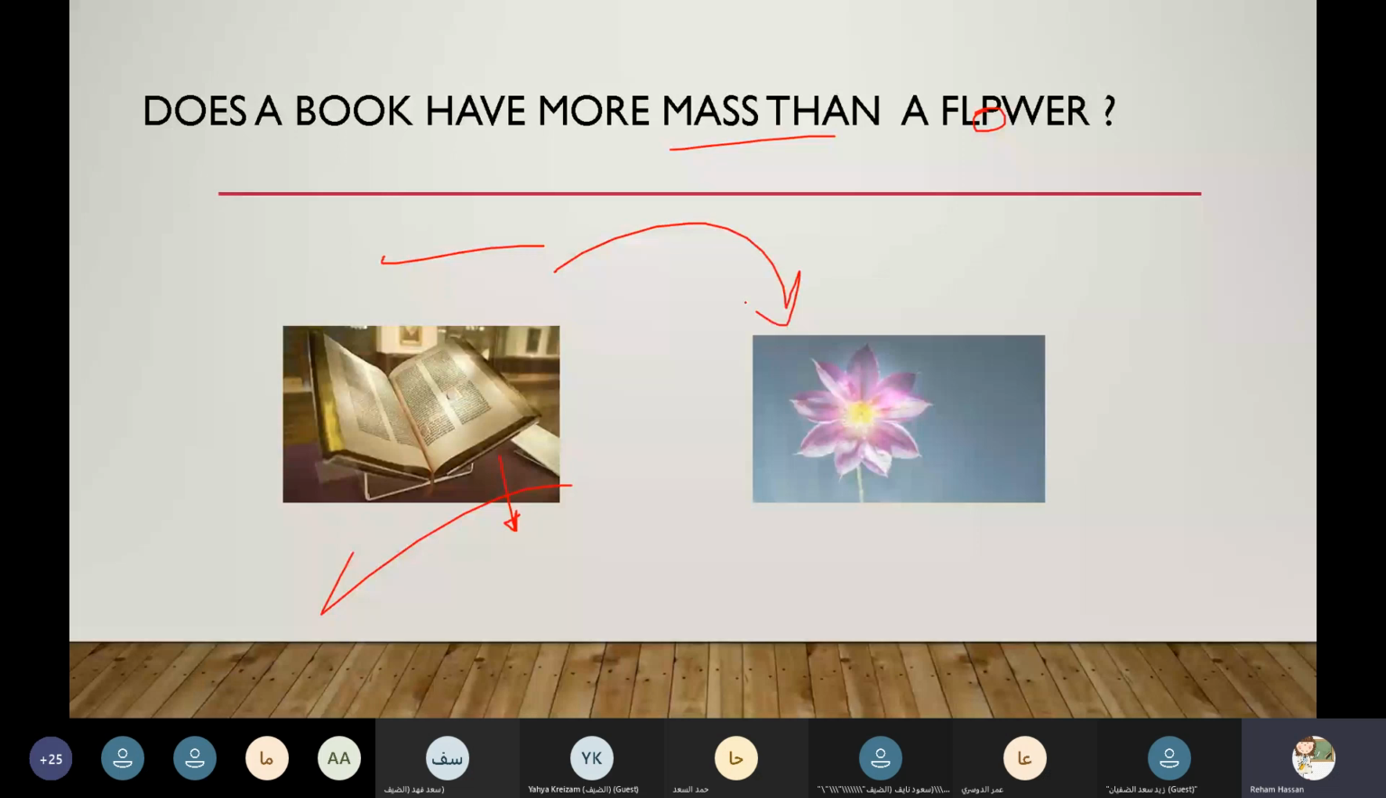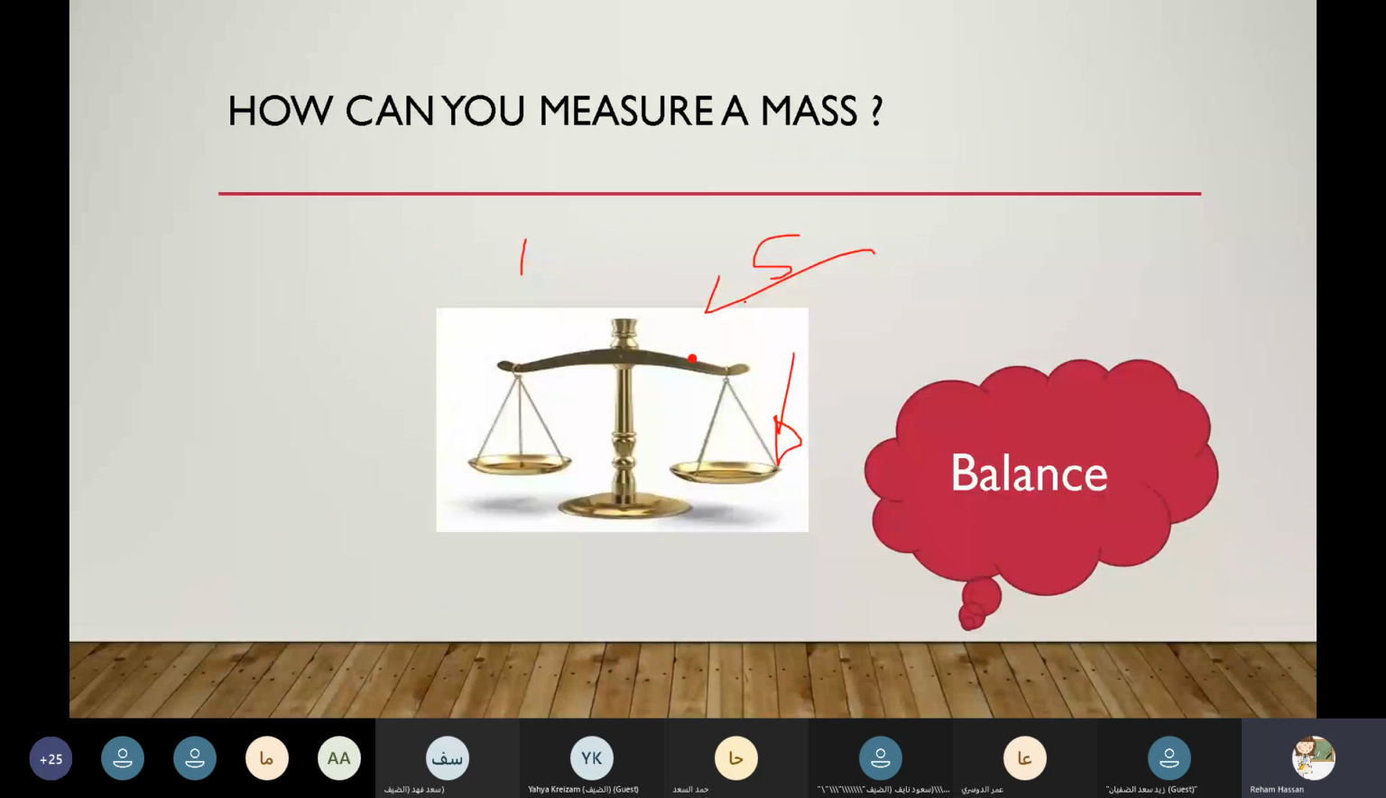Okay. How can we measure the mass? Yes, Mshari. How can we measure the mass?